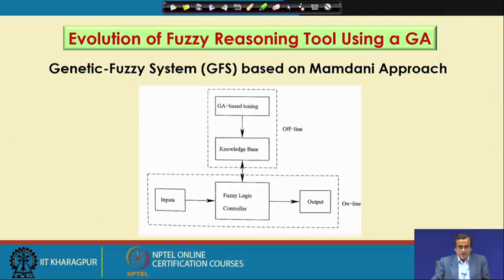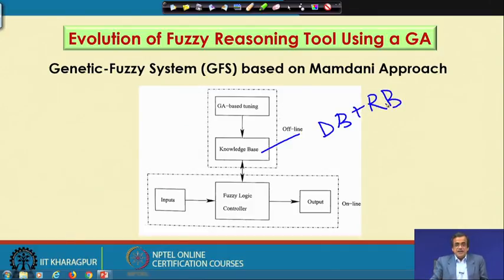process. Now, to establish this input output relationship, the first thing we will have to do for this fuzzy reasoning tool is to design and develop a suitable knowledge base. Now, knowledge base consists of the database and the rule base.